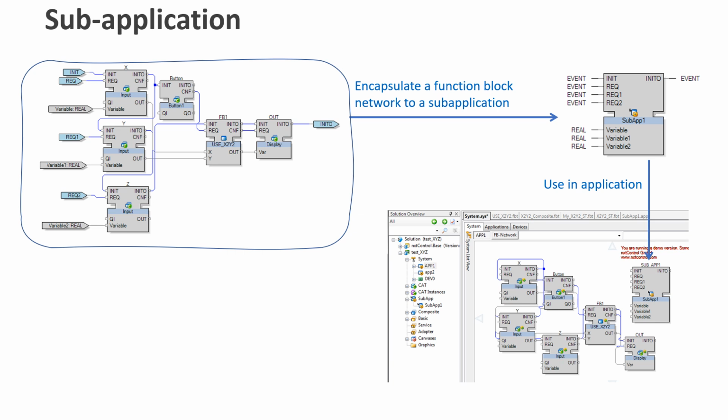So here is an example of a sub-application. Same as with composite function blocks, we can take a network of function blocks, put it inside the sub-application, and this way we can encapsulate this network into a component and reuse it over and over again. Then we can place the sub-application into a function block diagram and use it there.